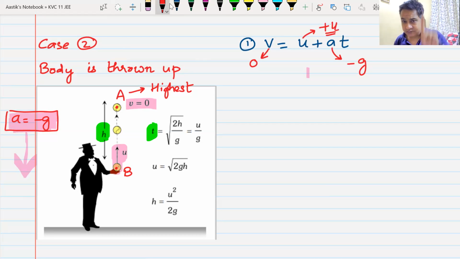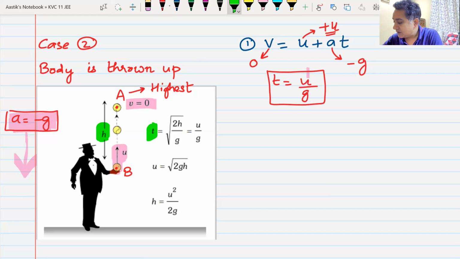Because it is thrown upwards from here, my dear friends, you can calculate how much time it will take to go up. From equation number 1 you will get the time as u by g. Do we understand? u by g, that is the time it will take to go up. This formula t equals u by g is derived from equation number 1, which is here right now. Do we understand this? Yes or no?